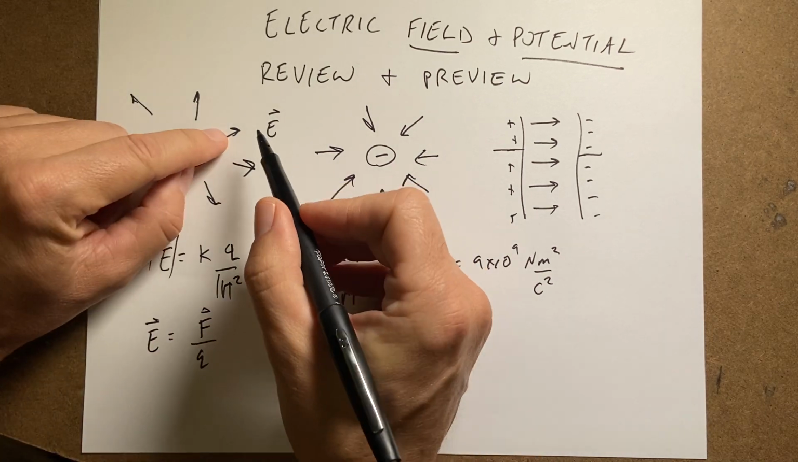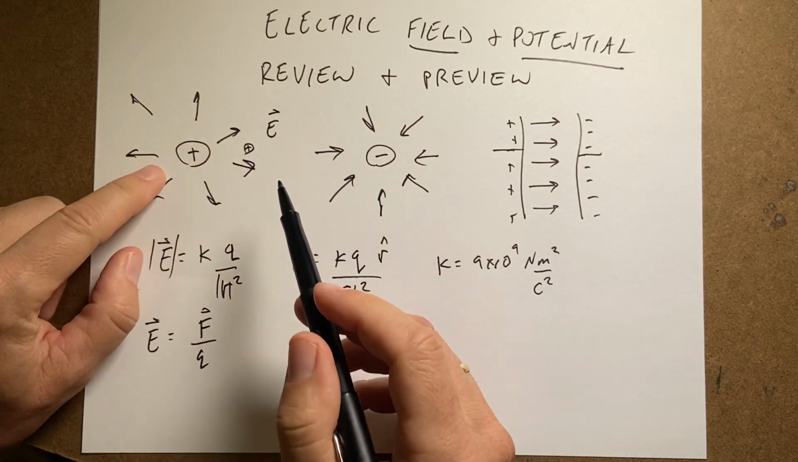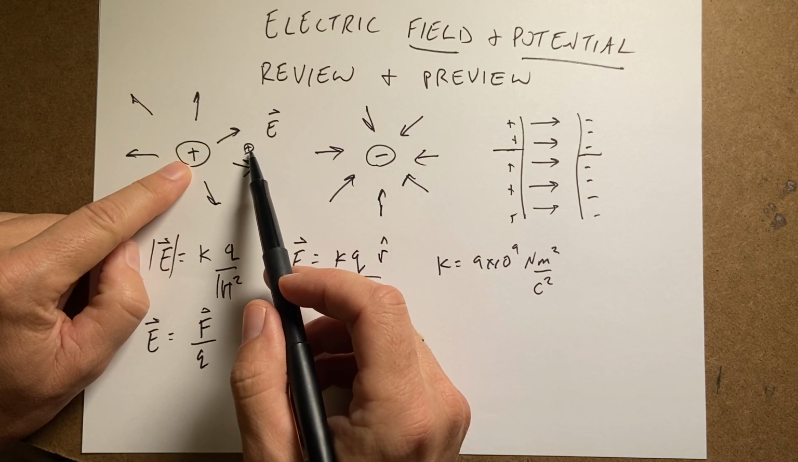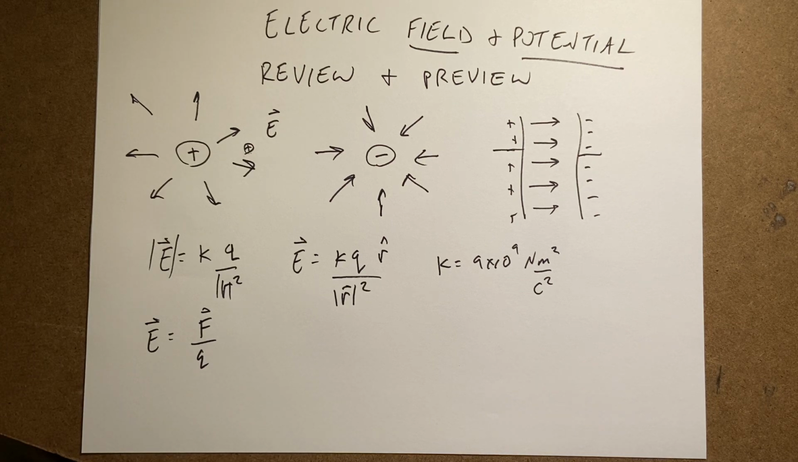Oh, I guess I should also say that the electric field is defined as the electric force divided by the charge. So if I take a little test charge and put it right there, and I calculate the force on it, and then divide by that charge, I get the electric field. So it's the force per unit charge.